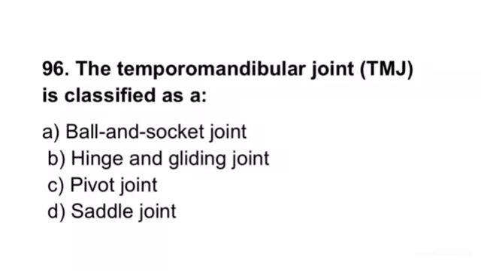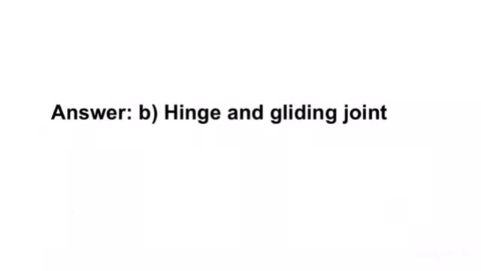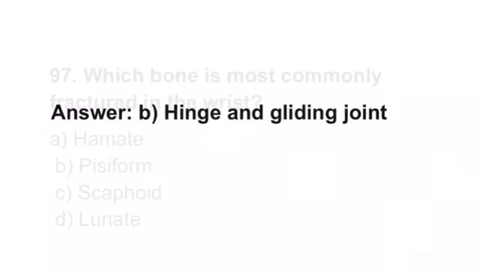96. The temporomandibular joint, TMJ, is classified as A. Ball and socket joint. B. Hinge and gliding joint. C. Pivot joint. D. Saddle joint. Answer, B. Hinge and gliding joint.